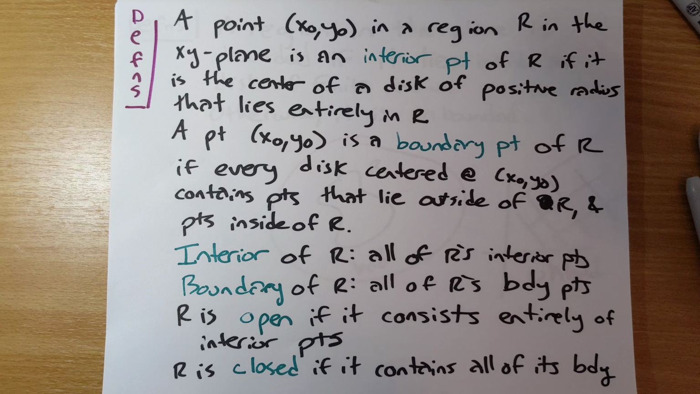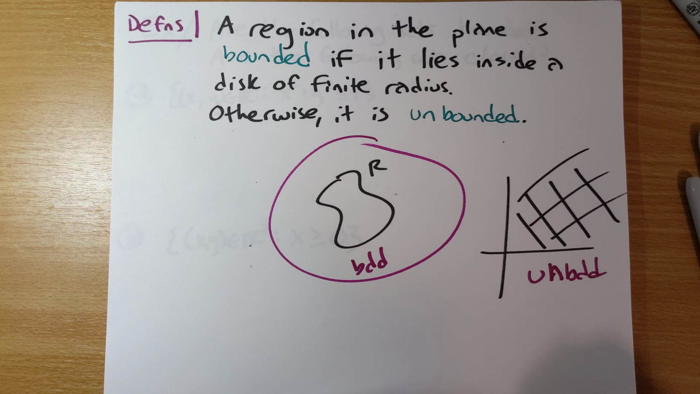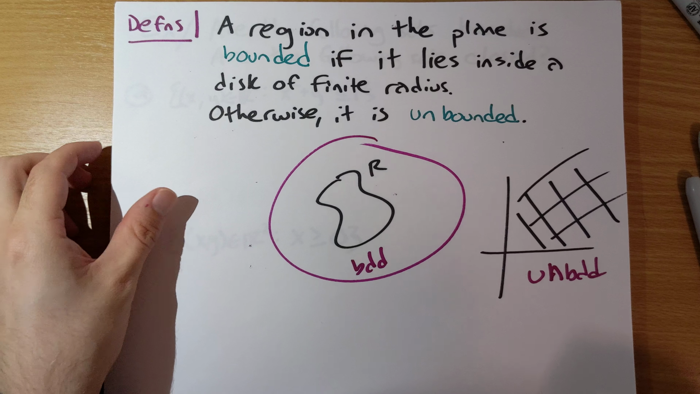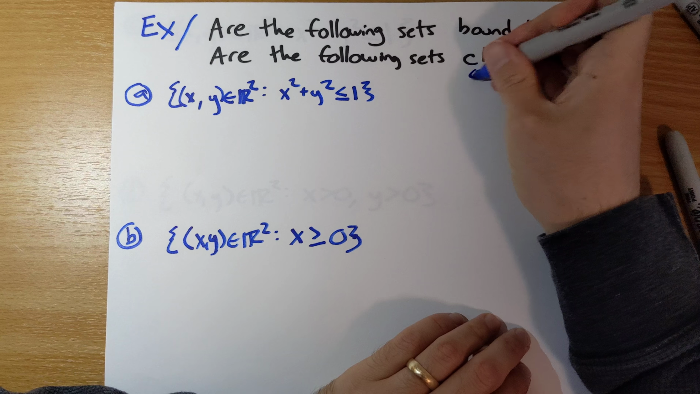Last video we crunched through this page of definitions and this extra page of definitions. Let's use these definitions in a bunch of examples. So for all of these, let's figure out, are the sets bounded, are the sets closed, or open?